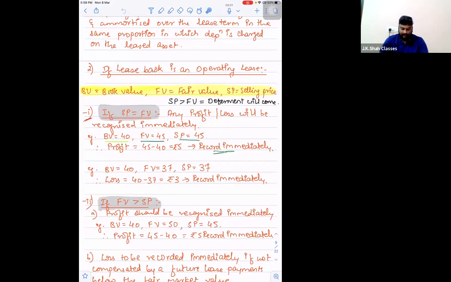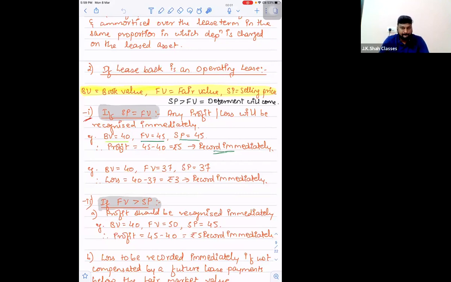Then second example, sir, book value is 40, fair value is only 37 and we also sold at 37. So fair value and selling price are the same. Correct? So technically there will be a 3 rupees loss and the entire loss will be recorded immediately to the profit and loss account. I hope the first situation is clear.